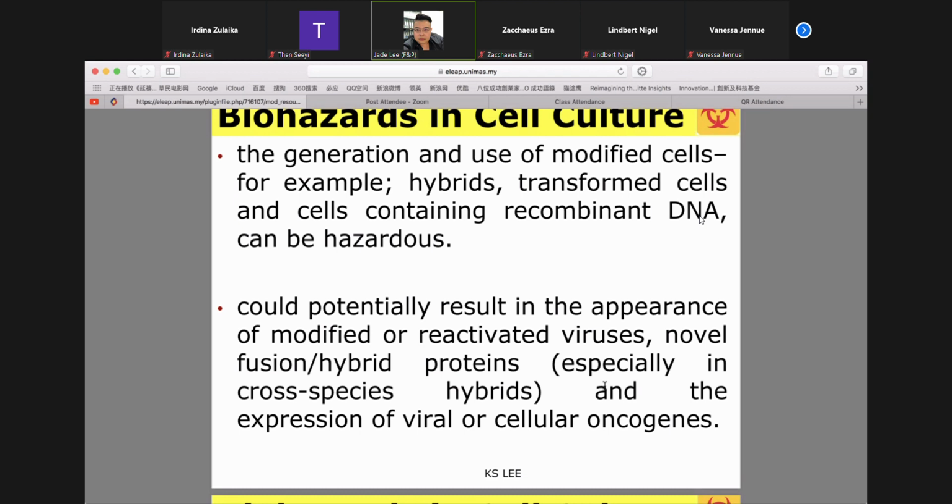But you are quite lucky because in our faculty, we are not allowed to do this, because we do not have the proper facility for it. But when you're doing your master's or PhD later, you have to bear in mind that there could be potential hazards from cell culture.